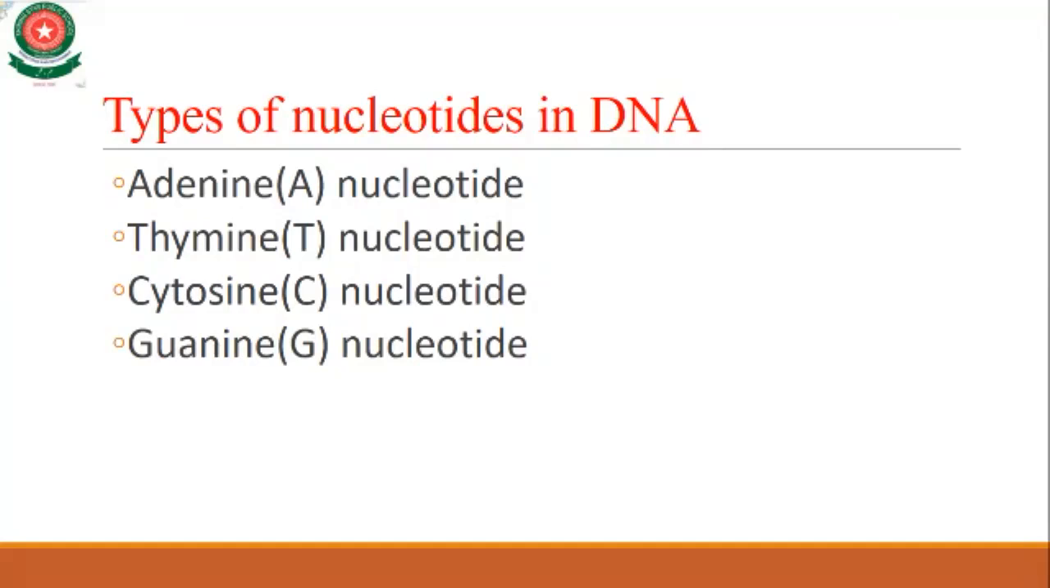This model was proposed by Watson and Crick. There are 4 types of nucleotide in DNA: adenine nucleotide, thymine nucleotide, cytosine nucleotide, and guanine nucleotide. A DNA molecule is made up of thousands of small units, and this is known as the nucleotide.